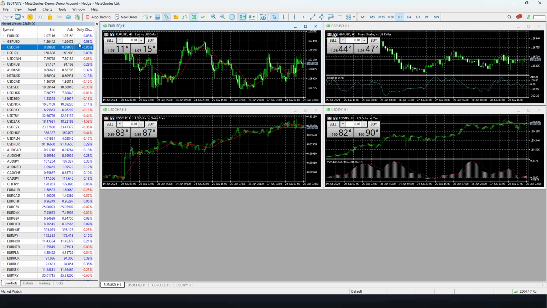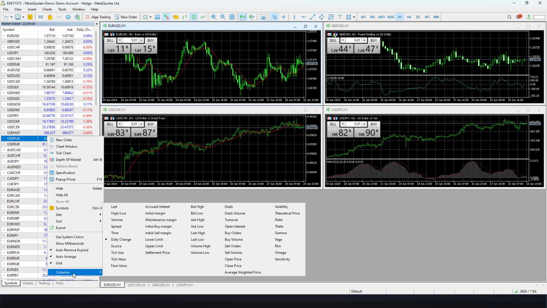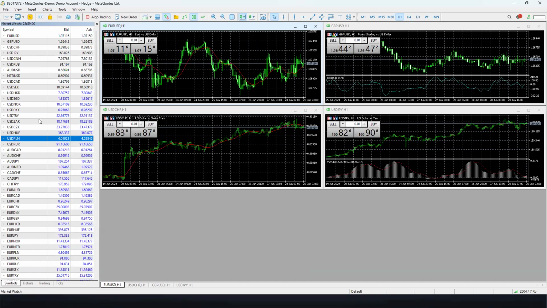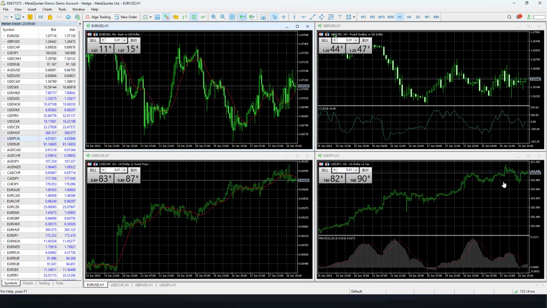Okay. So if you don't want to see this daily change, all you need to do is right click and come to Columns, then look for Daily Change and deselect it. Now it's gone, it's no longer there. Anything you want to see, you can put here. Anything you don't want to see, you can take away. All right. So these are the default templates that came with the system.